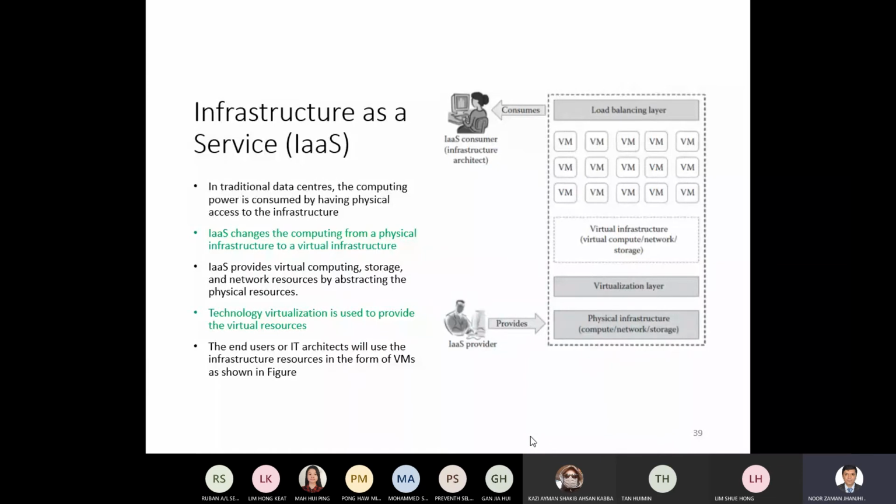Now, while we are reaching infrastructure as a service, first of all we need to understand what it is. In IaaS, infrastructure as a service, in traditional data centers, the computing power is consumed by having physical access to the infrastructure. But here we don't have the physical access. We can use the infrastructure, but we use it through virtual machines. You can see from the right side that we have the virtual machines. So IaaS changes the computing form from a physical infrastructure to a virtual infrastructure.